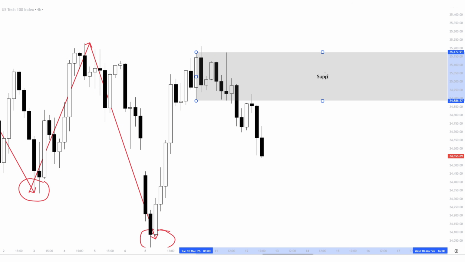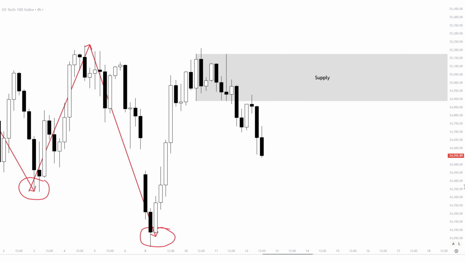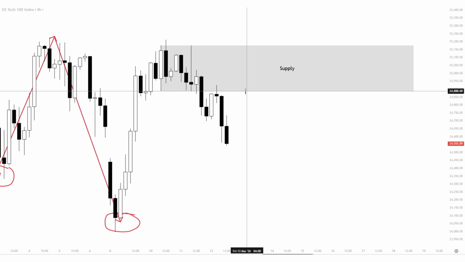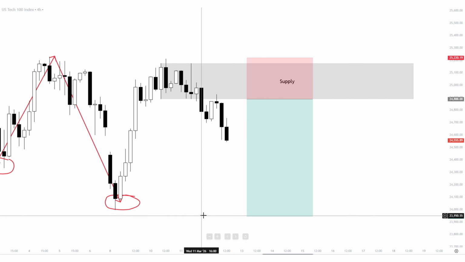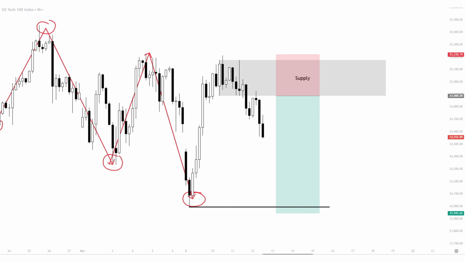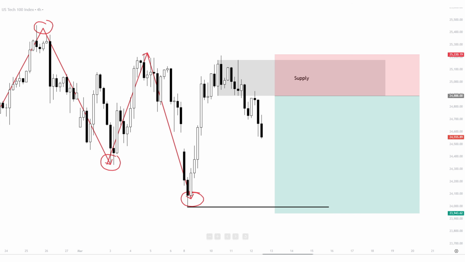Now to put the theory into practice, we zoom into the last lower high and make sure to mark the supply. Now you can see it even better, and we'll be looking for a sell setup down from this supply, with the stop loss above the last lower high, and take profit below the last low. These two placements, of course, have logic behind them.